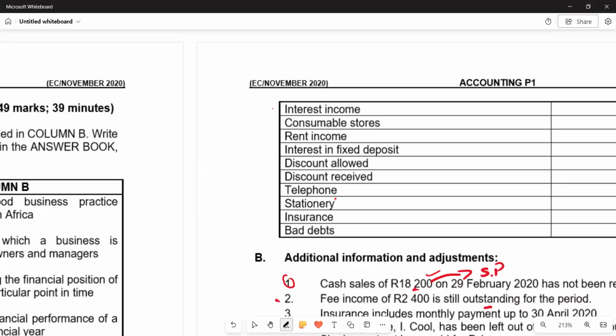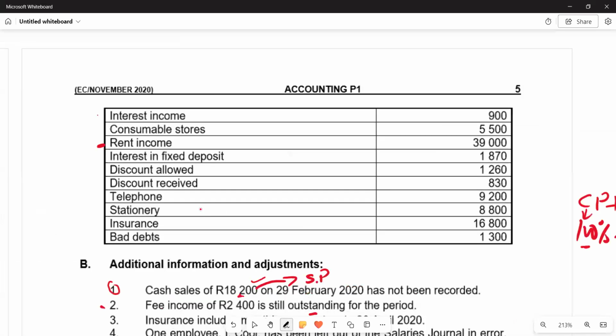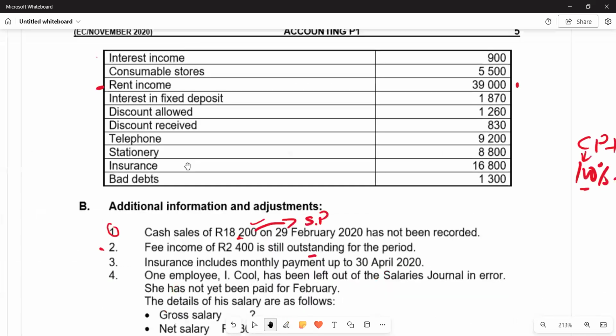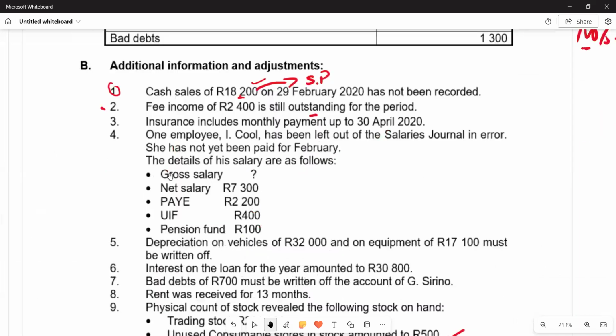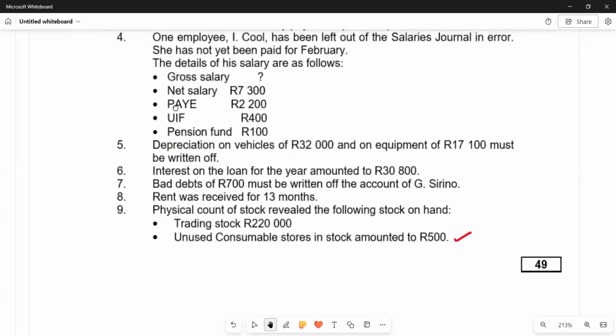Then we go to rent income. We check the amount that we have for rent income. We have got an amount of 39,000. So as we are saying, we need to go to the different information to see if we've got anything that is affecting our rent income, any adjustment of rent income. We go item by item again, trying to check anything that is affecting our rent income. But if you go to item number 8, rent was received for 13 months. So what does it mean?